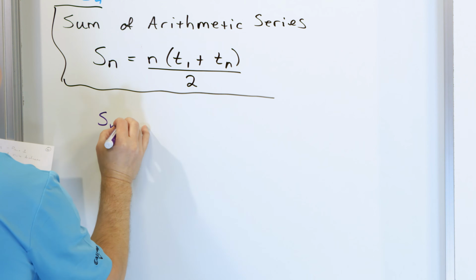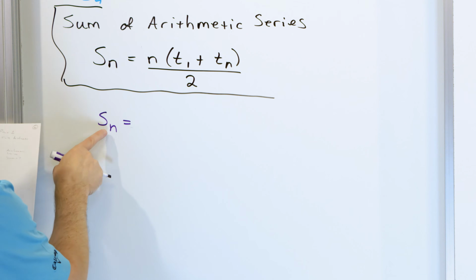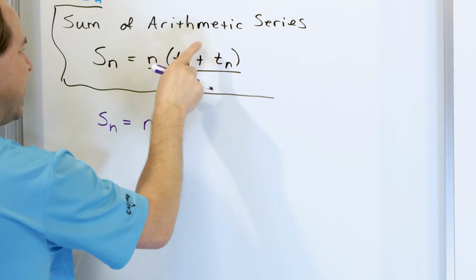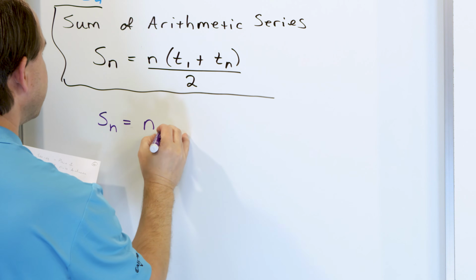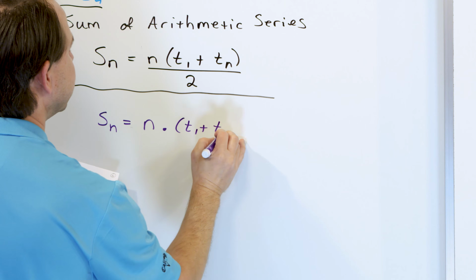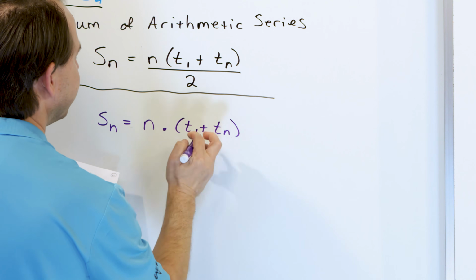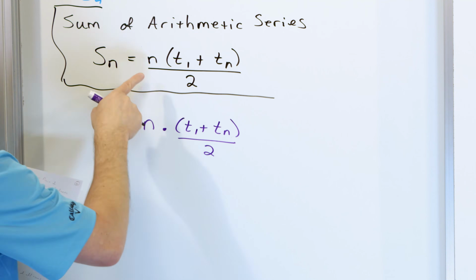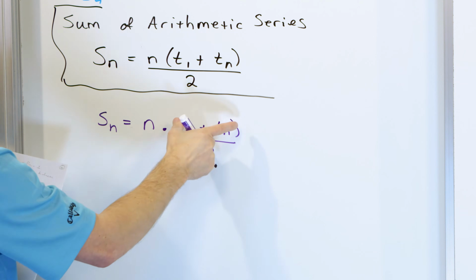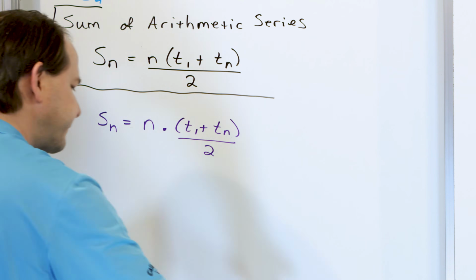We're going to say S sub n, the nth partial sum is the way you would say this, is equal to n. Instead of writing it like this, I'm going to write it like this: n multiplied by a fraction, which will be t1 plus tn, the first and the last term, divided by 2. All I've done is break it up so it's not written like this and pull the n out, multiplied by this guy right here.